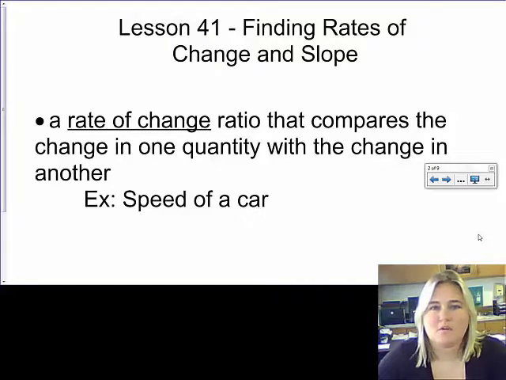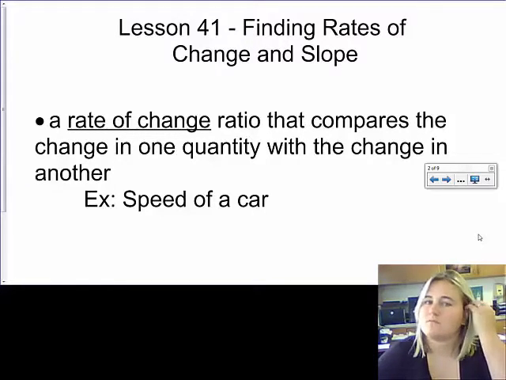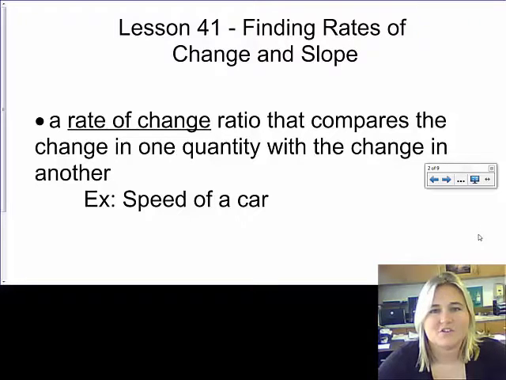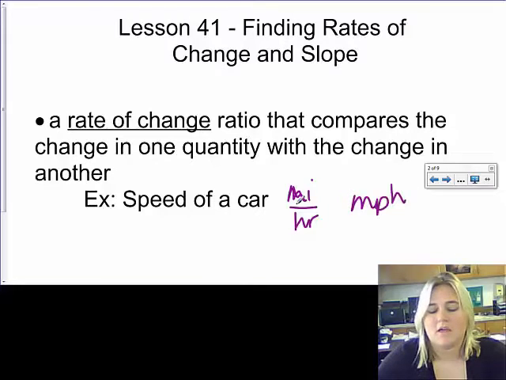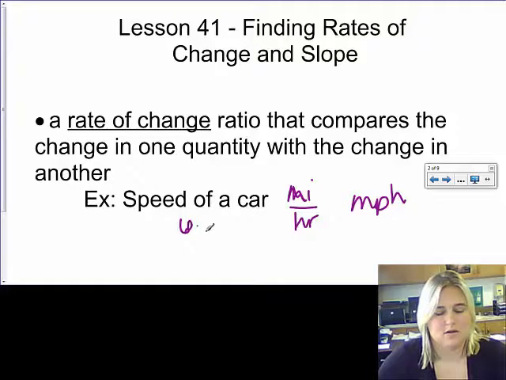And they give us the example of the speed of a car. Whenever you are riding with your family, your mom, your brother, your sister, whoever, and you're driving down the road, the car always tells you how fast you're going. This is a ratio that is a rate of change. Your car tells you how fast you're going in miles per hour, or you probably think of it as mph, but this is the ratio. So on your way to Clarksville, the speed limit is 60 miles per hour. That's the ratio.